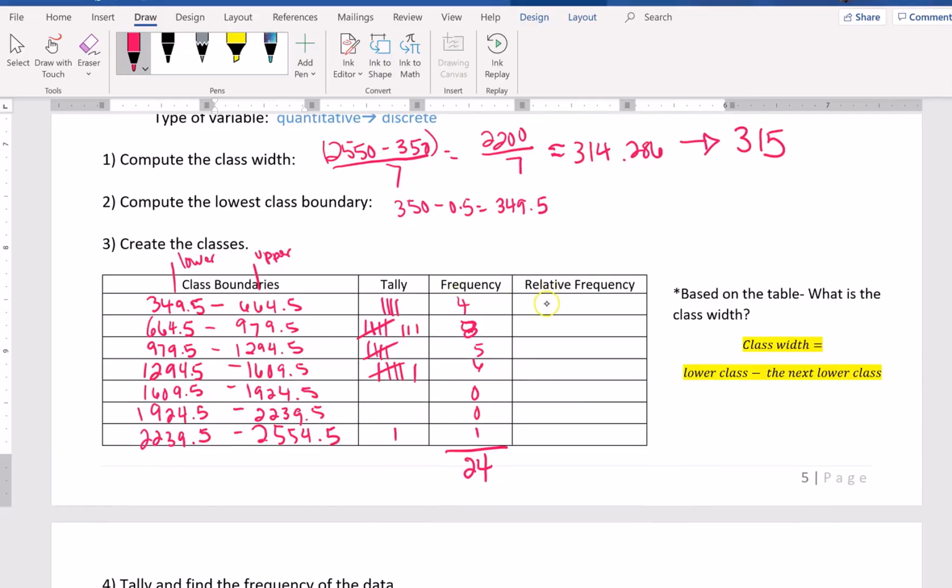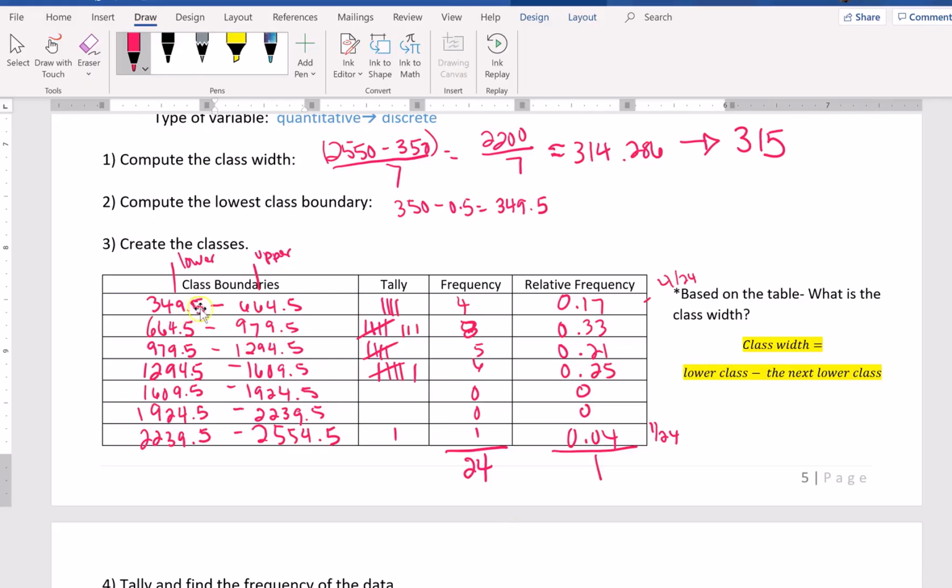So the relative frequency is just your frequency divided by the total. So 4 divided by 24, 0.17. 8 divided by 24 is 0.33. 5 divided by 24 is 0.21. 6 divided by 24 is 0.25. 0, 0, and 1 divided by 24 is 0.04. Go ahead, add those up. You should get 1. Now in your homework, it's going to ask you for class width.